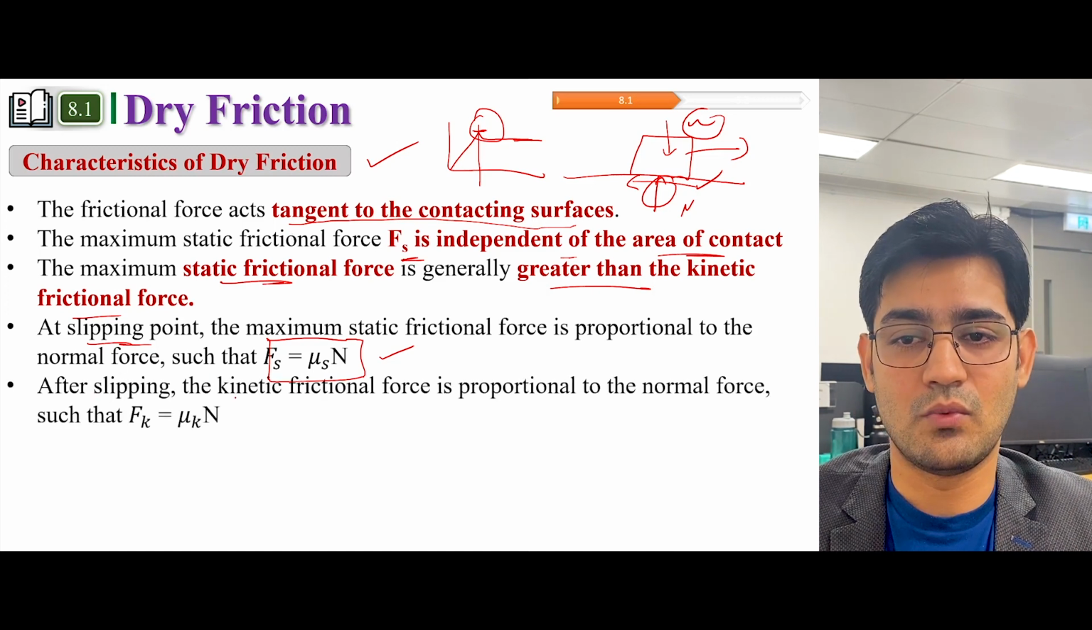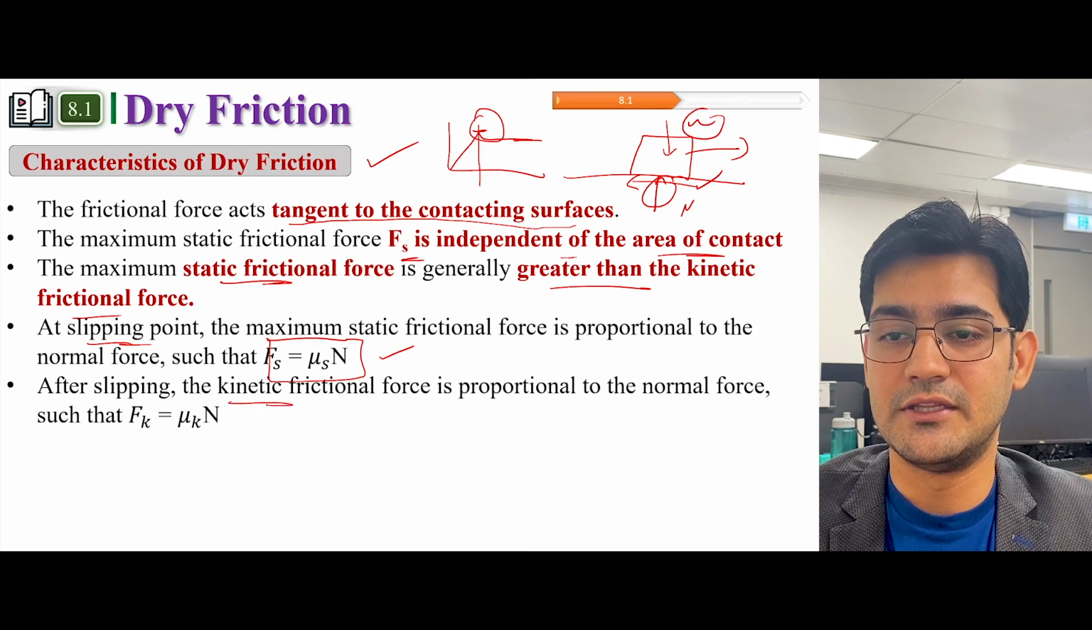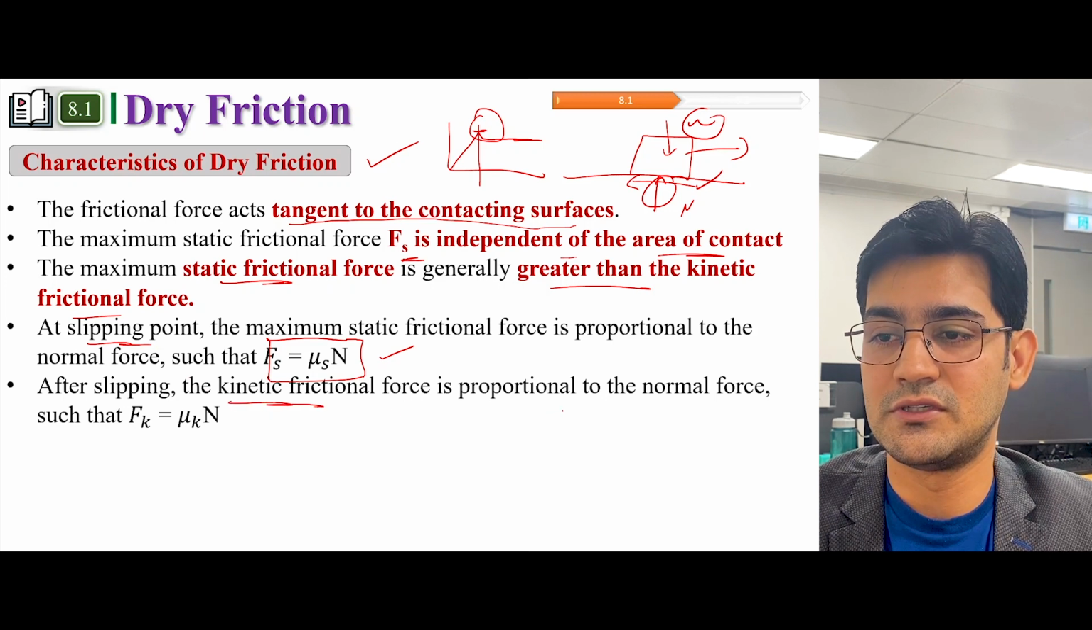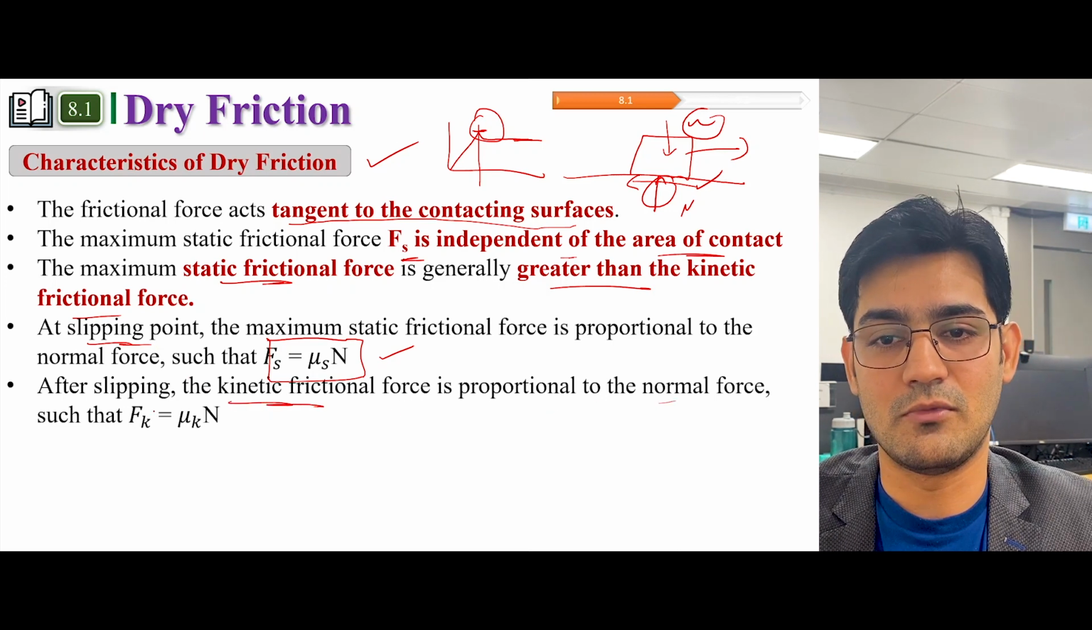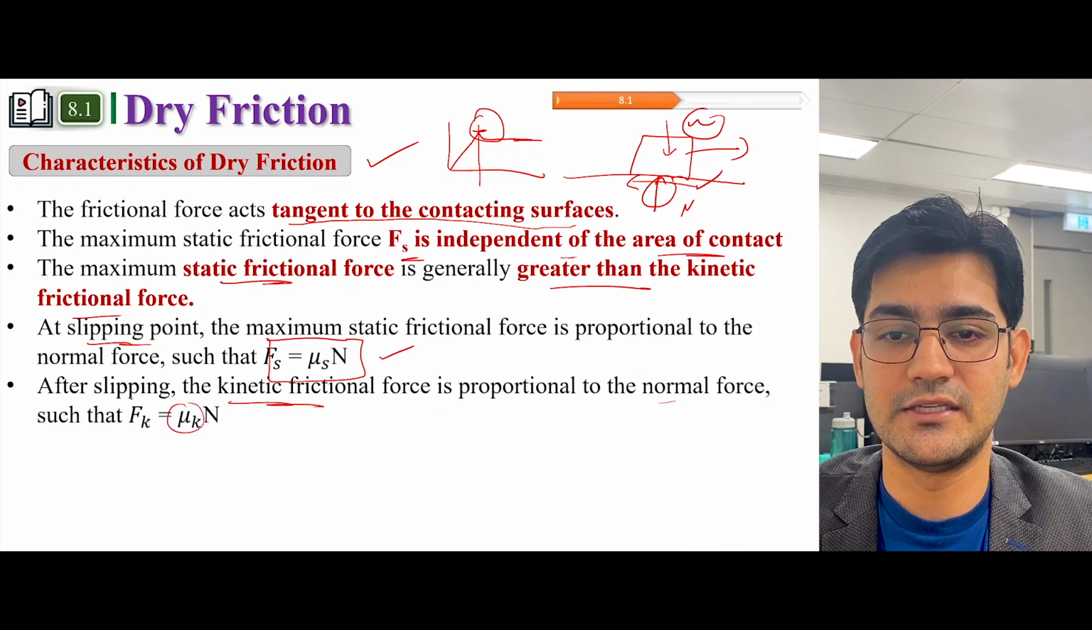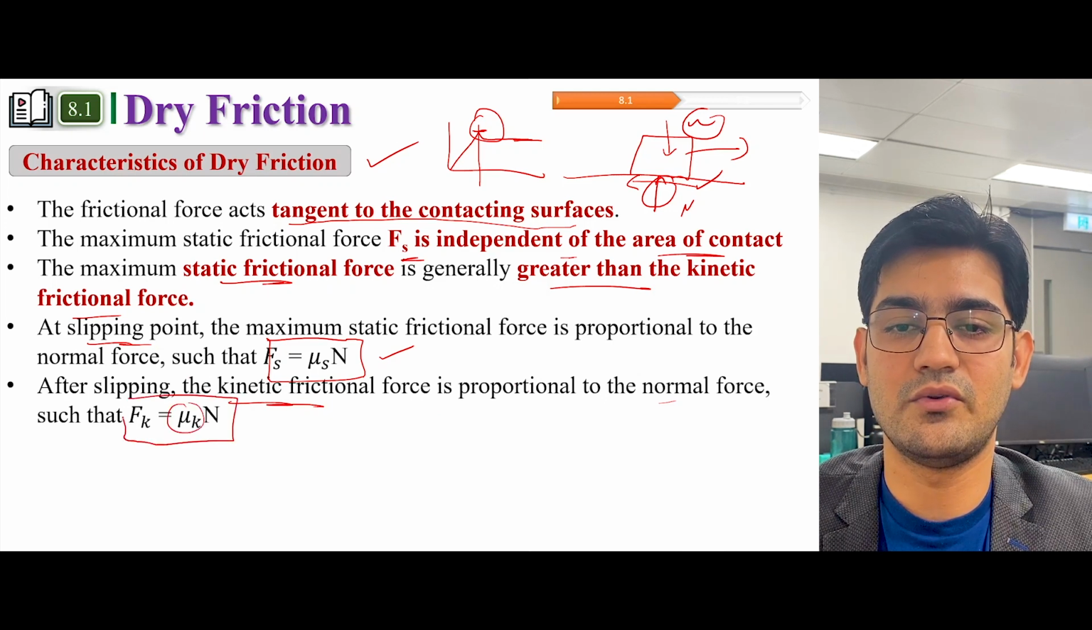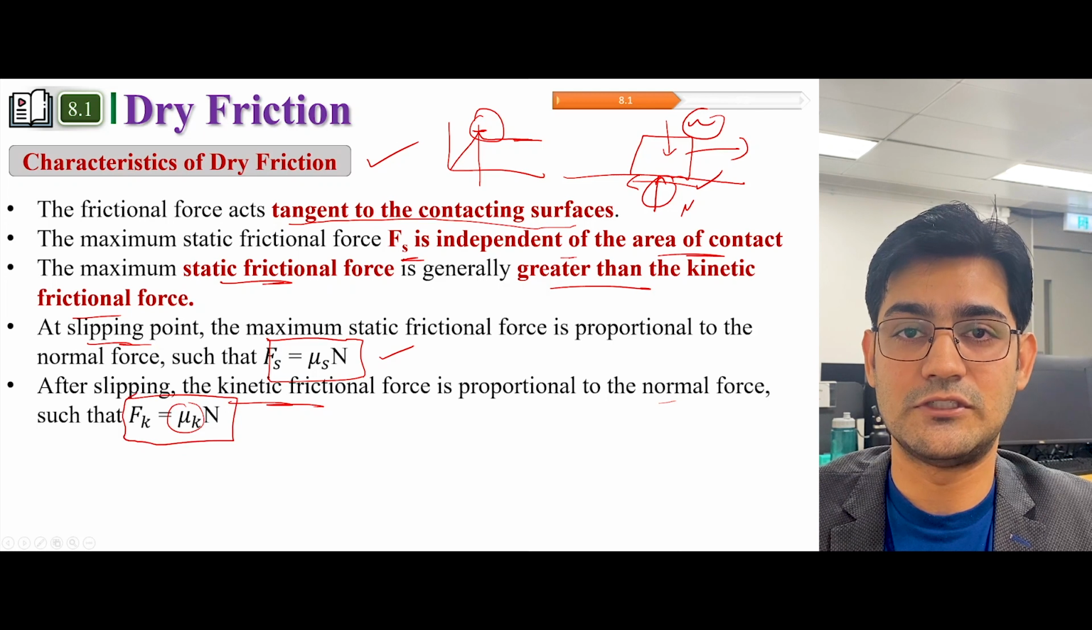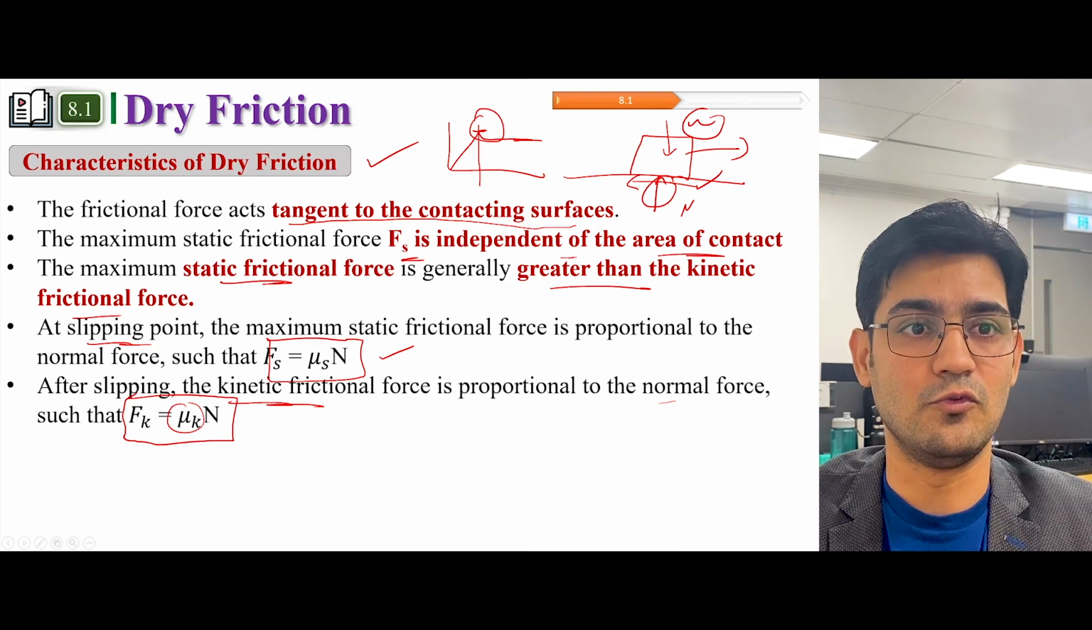After slipping, once the rigid body starts moving, the kinetic frictional force is also directly proportional to the normal force, but the constant is mu k. So this is how you calculate a frictional force when the rigid body is moving.